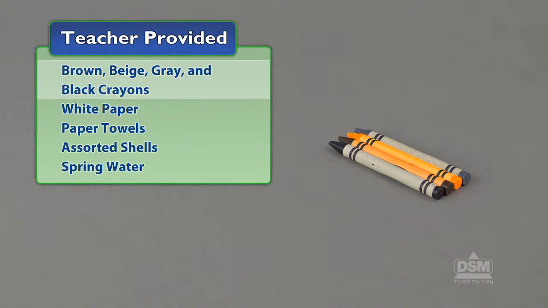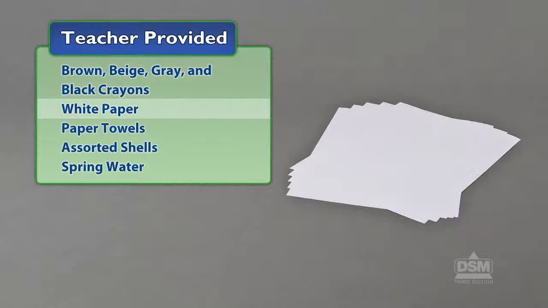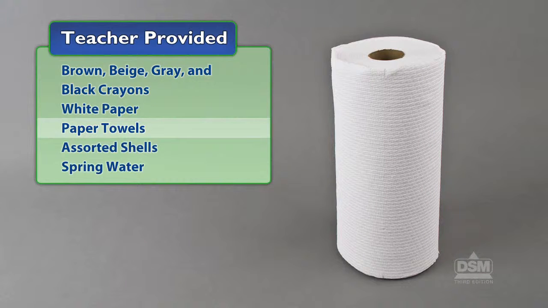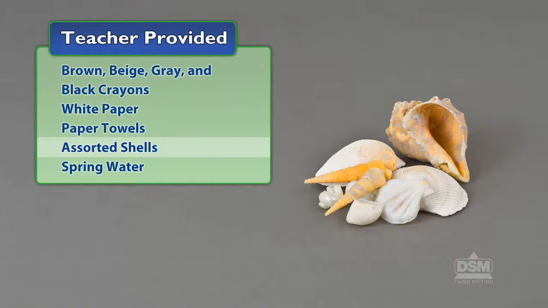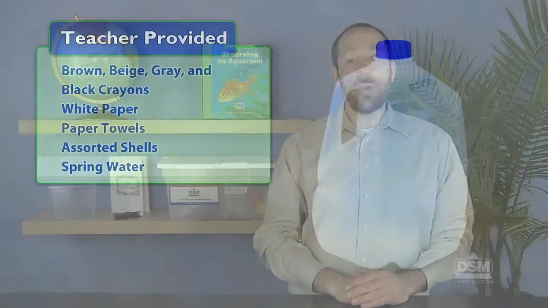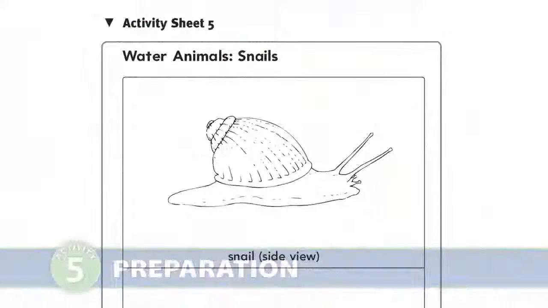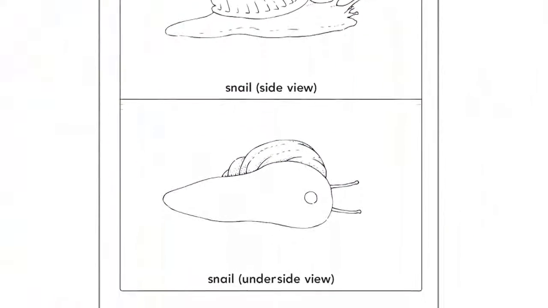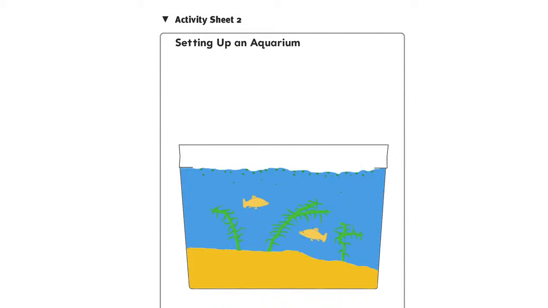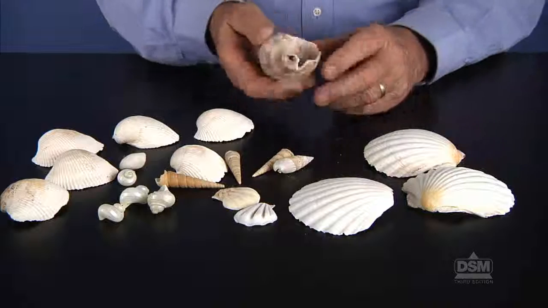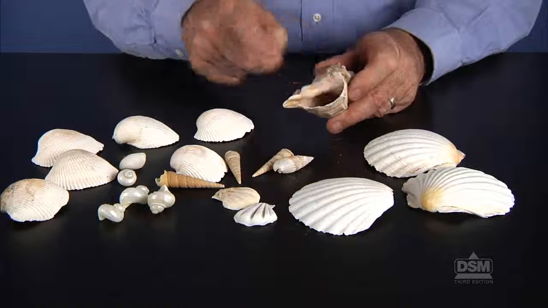You will also need to provide brown, beige, gray, and black crayons, white paper, paper towels, assorted shells, and spring water. To prepare for this activity, make a copy of Activity Sheet 5 for each student. Each student will also need his or her copy of Activity Sheet 2. Collect a variety of shells for students to examine at the start of this activity.